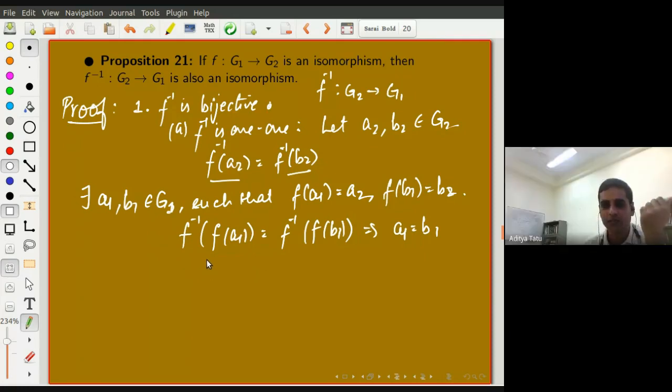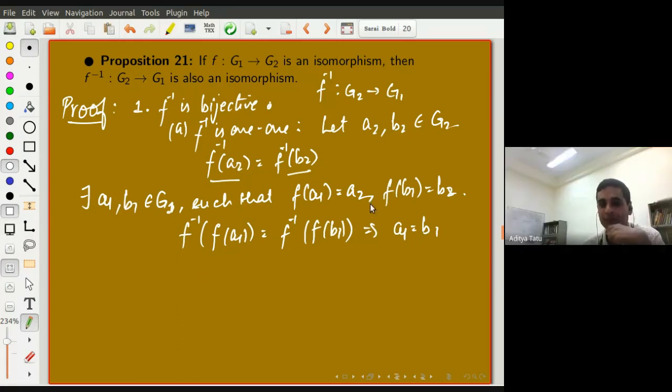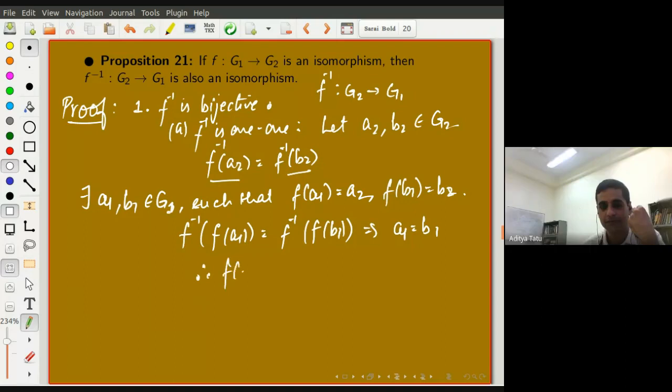It doesn't even need to be bijective, right? Because if A1 is equal to B1, then F of A1 will be equal to F of B1, because F is a function. No, that's what I'm saying, you don't need F to be bijective. Therefore, F of A1 is equal to f of B1, which is basically saying A2 equals B2. Okay, anyways, I think you guys got the idea. Onto is very easy again.